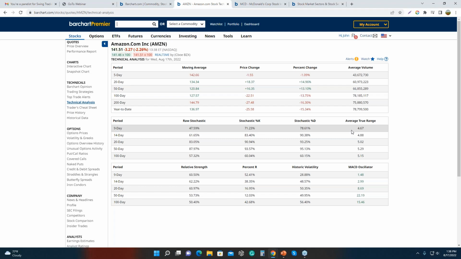Now, it's not directional. It's not saying that every day Amazon is going to go up $4.67 or go down by $5. It just means that the range of price on any given day with about an 85% confidence level is going to be around $4.67.